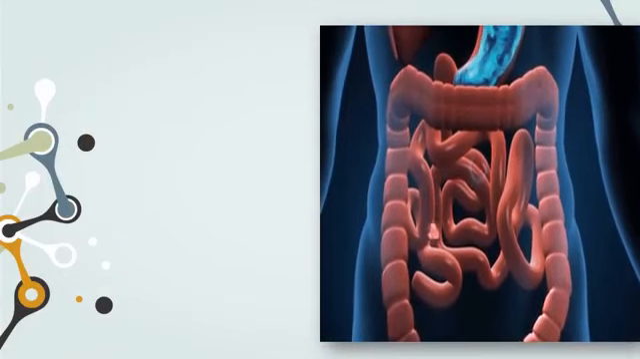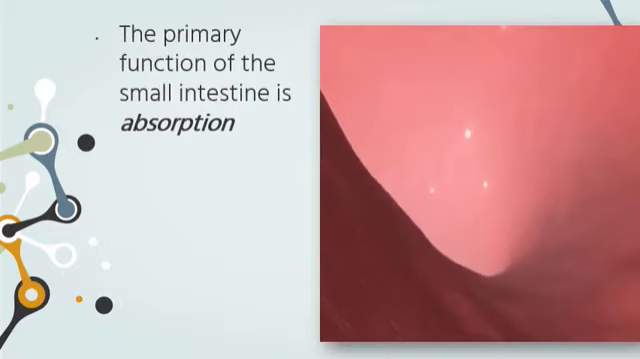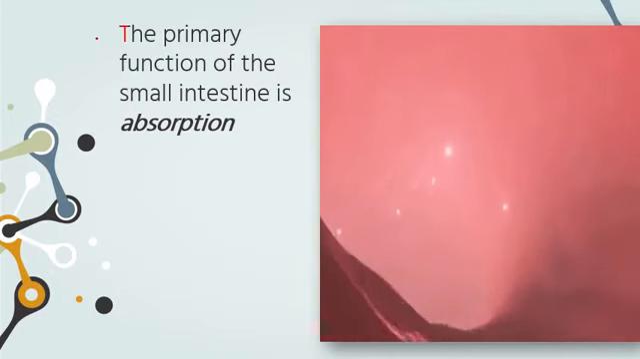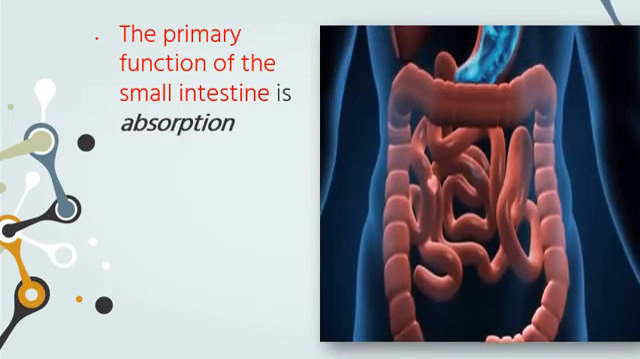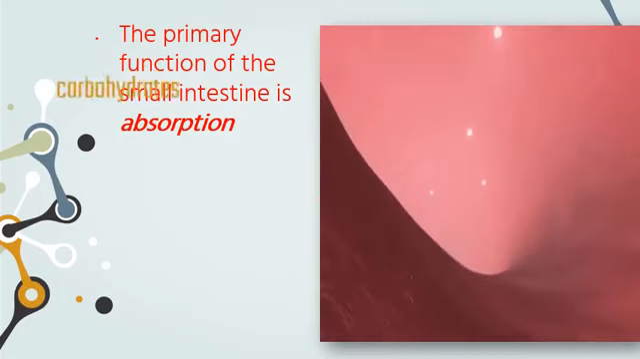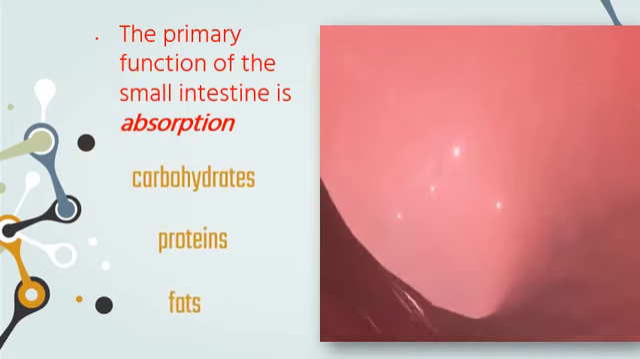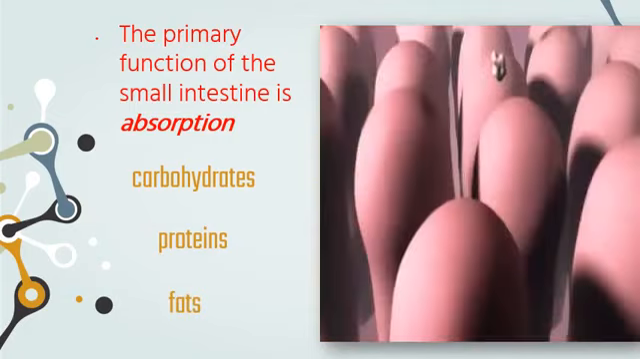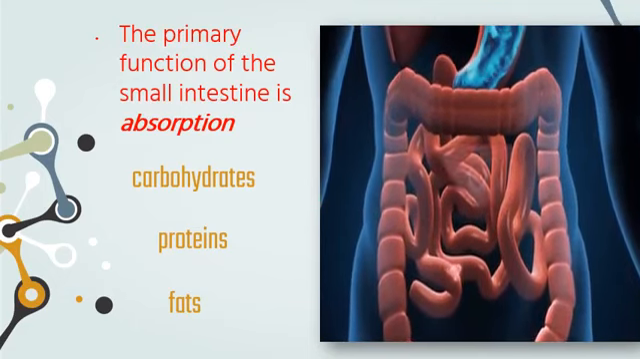The digested products are absorbed across the wall of the small intestine, while the primary function of the small intestine is absorption. Again, let's read. The primary function of the small intestine is absorption. So, all final digestion of carbohydrates, proteins, and especially fats takes place in the small intestine. Most nutrients have been absorbed by the time the material reaches the end of the small intestine.